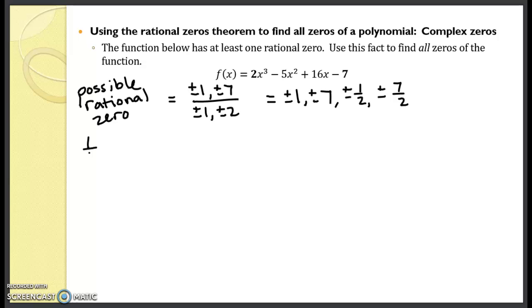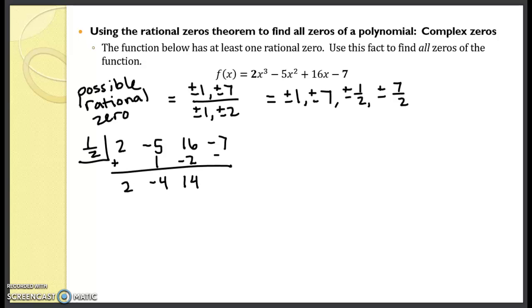Based on my preparation, I know that 1/2 is a 0, so let's double check. For synthetic division, we put down these coefficients. Bring down the 2. 2 times 1/2 is 1. -5 plus 1 is -4. -4 times 1/2 is -2. 16 plus -2 is 14. 14 times 1/2 is a positive 7. So yay, I do get 0.